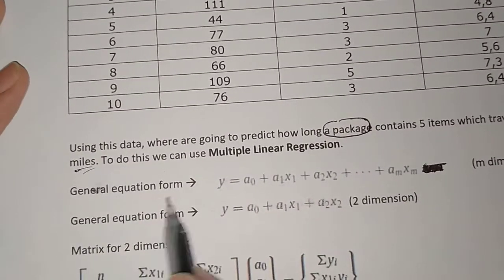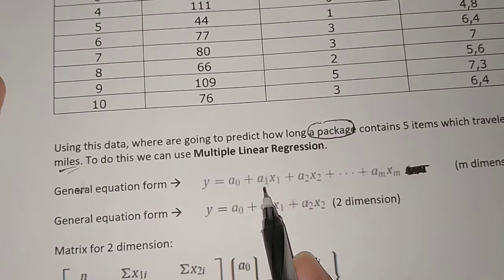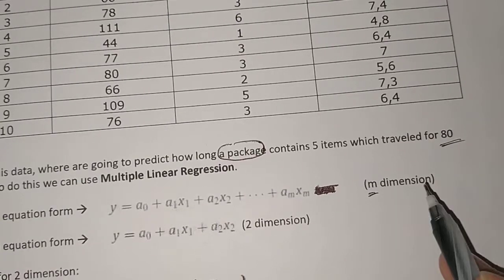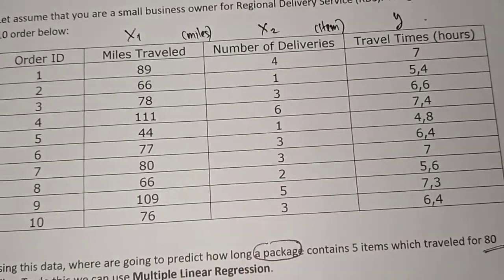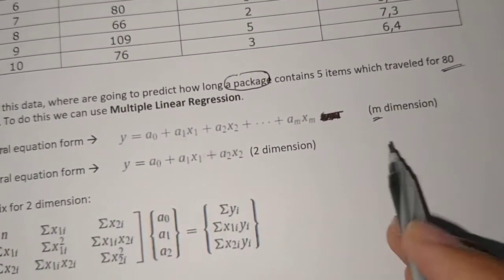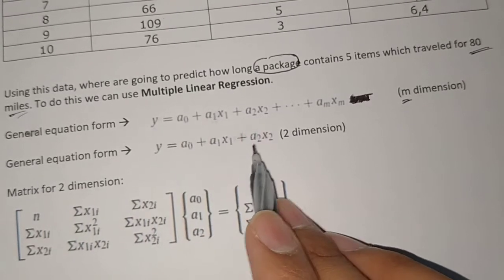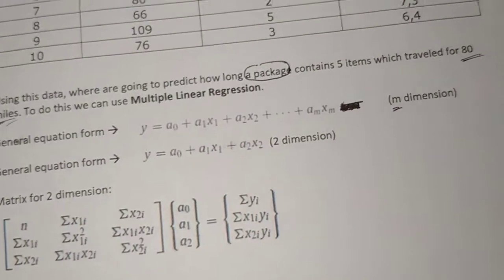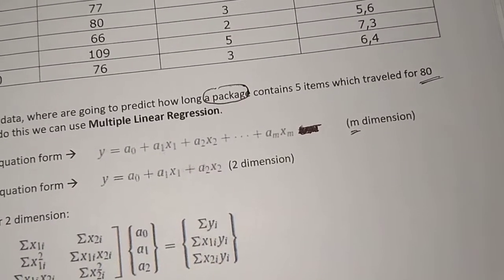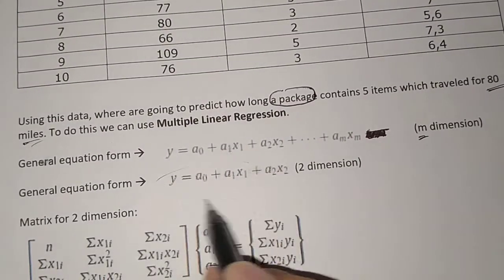Okay, now the general equation form. The equation of this regression is y equals a0 plus a1 x1 plus a2 x2 plus and so on until am xm. M here indicates the dimension. What is dimension? Dimension means how many x's you have. So if you have only 2 x's, x1 and x2, it means that m is only 2. So the equation form for 2 dimensions will be y equals a0 plus a1 x1 plus a2 x2. If you have 3 kinds of x, just add plus a3 x3 and so on. Because this is just practice, we only use 2 dimensions. So we are going to use this equation.